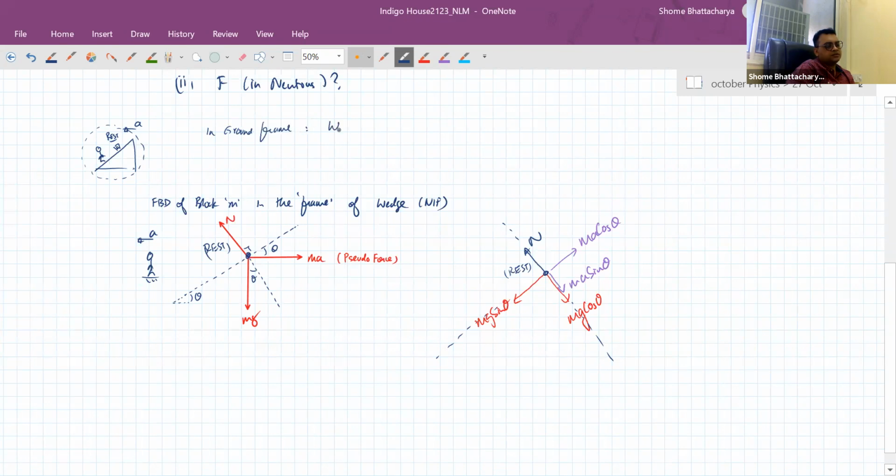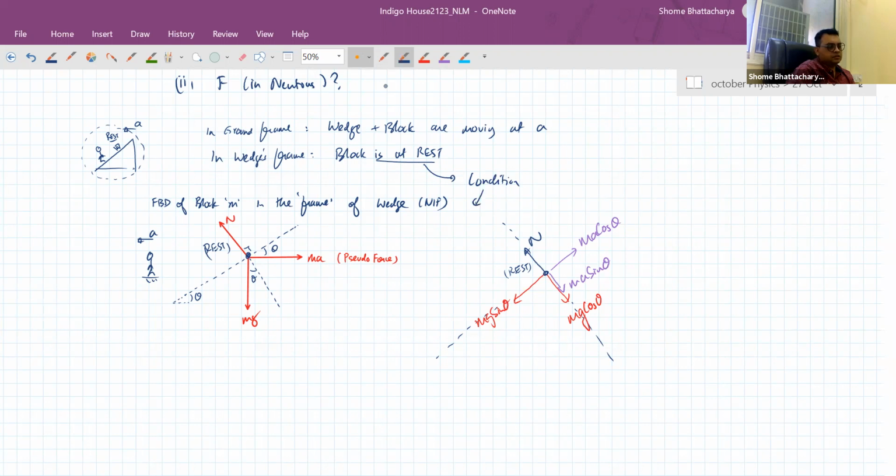what is happening is that the wedge plus the block kind of stuck on it are moving at acceleration a. But in the wedge's frame, the block is at rest. So we are finding the condition for this to happen. Now the condition for this is over here below. That is in this FBD.